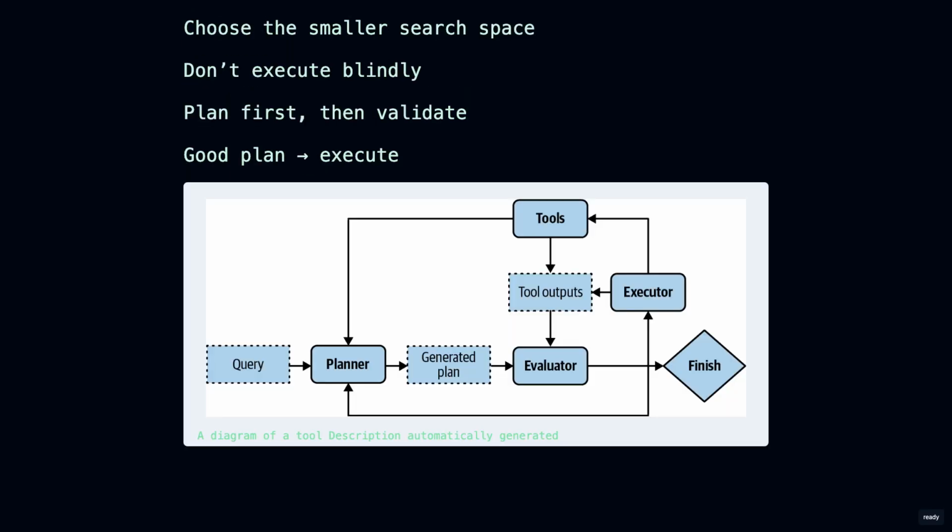This diagram shows the core loop. Generate a plan, validate it, then execute only if it passes. Notice that the system is not trusting the first idea blindly. It is adding a check before action.